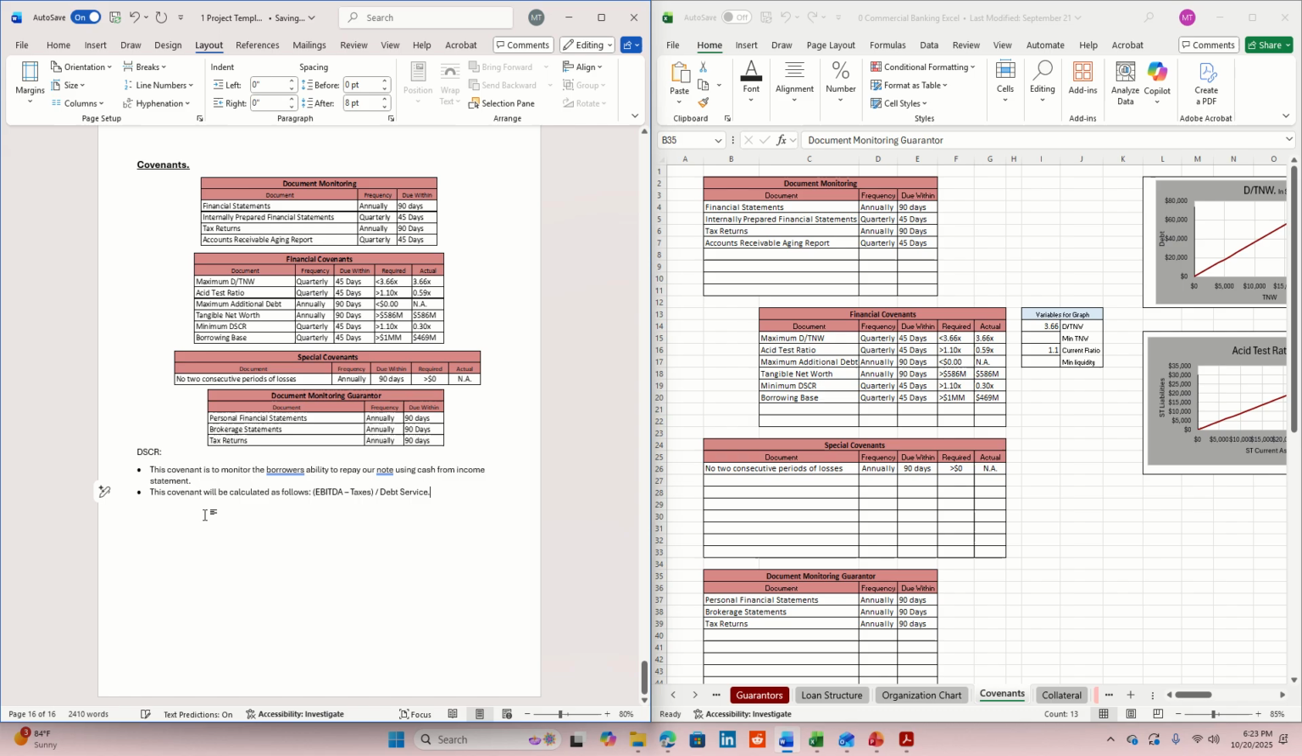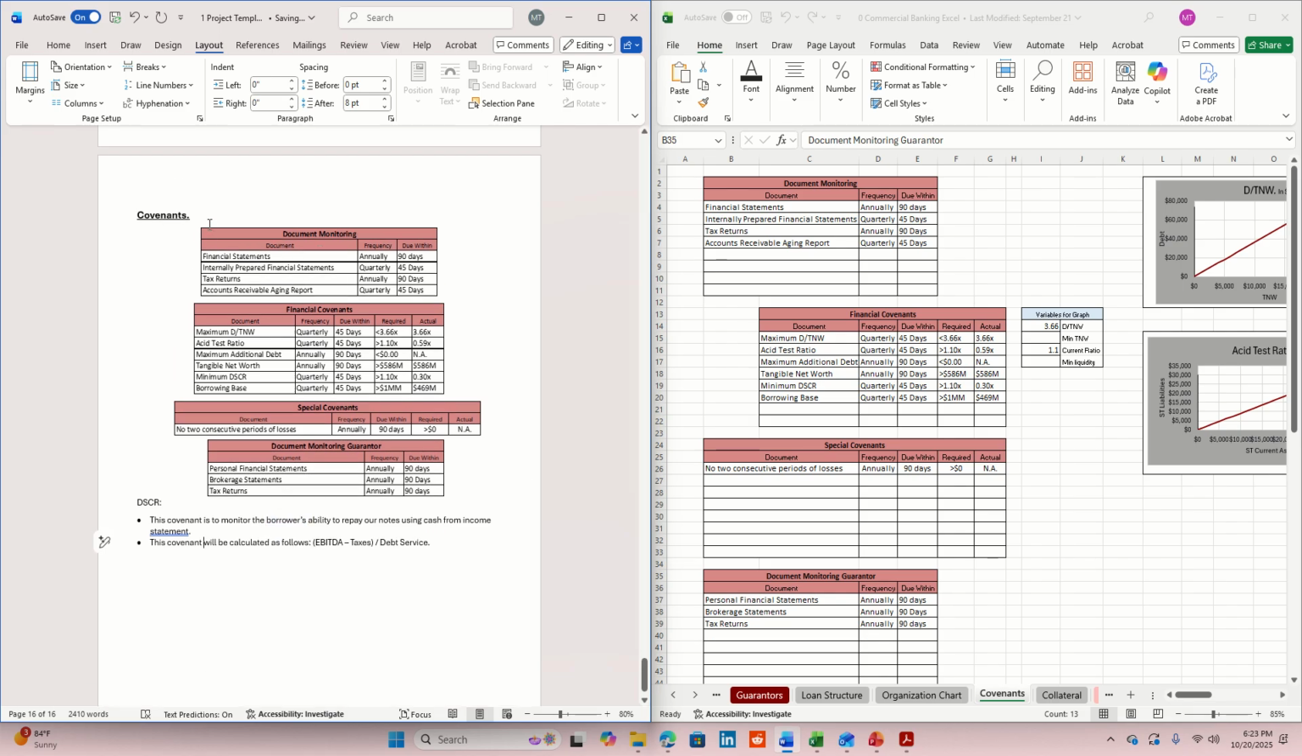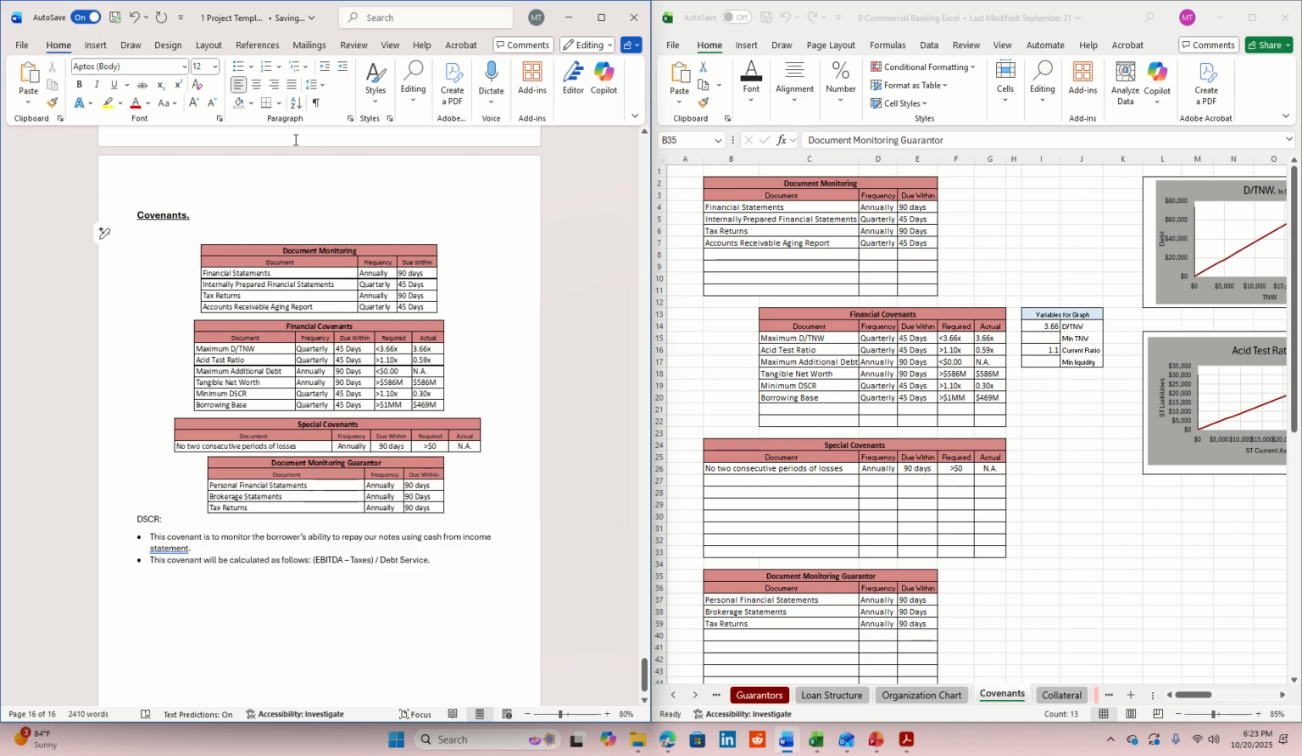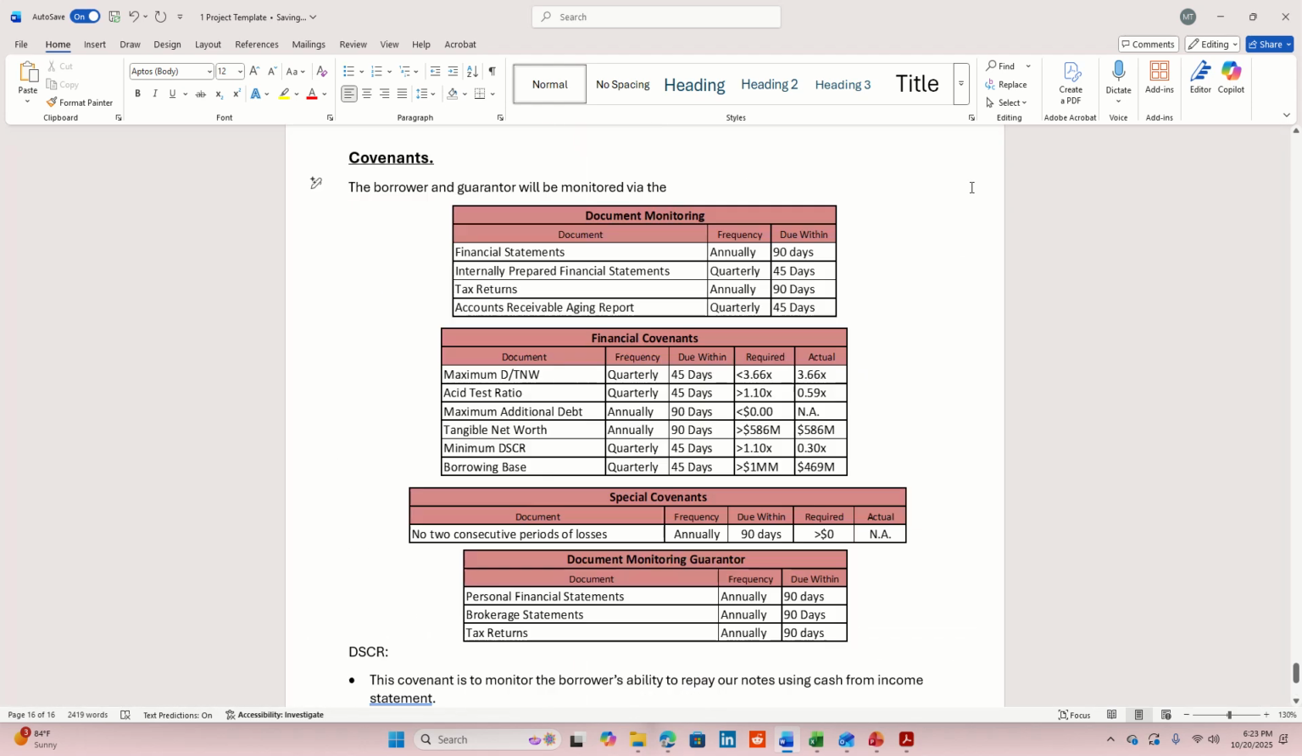And this is what your statement should say. Something along these lines. Okay? And this is how it should look. Now we can add one more statement saying the borrower and guarantor will be monitored via the following covenants.